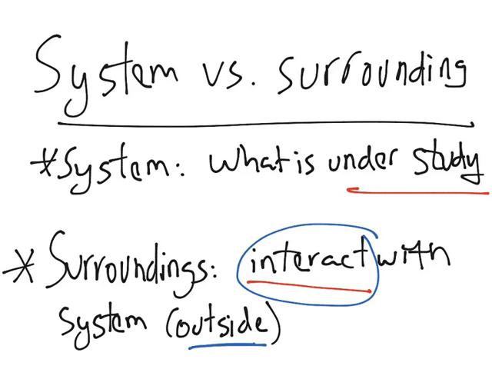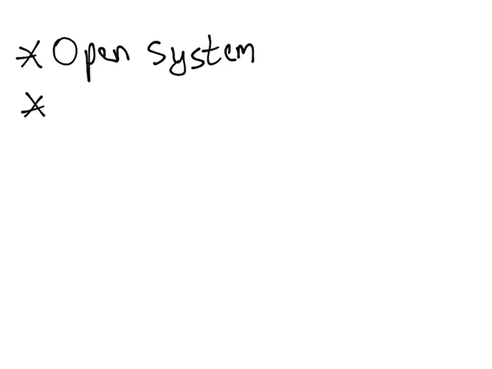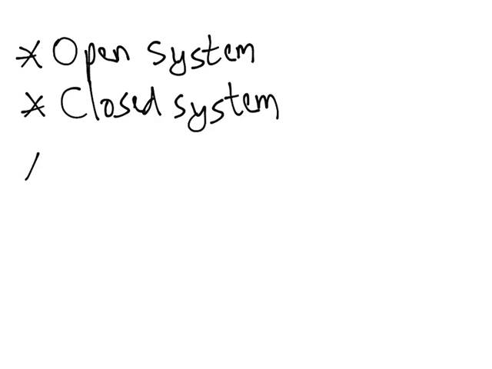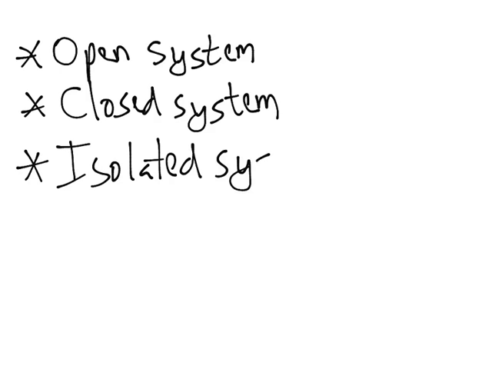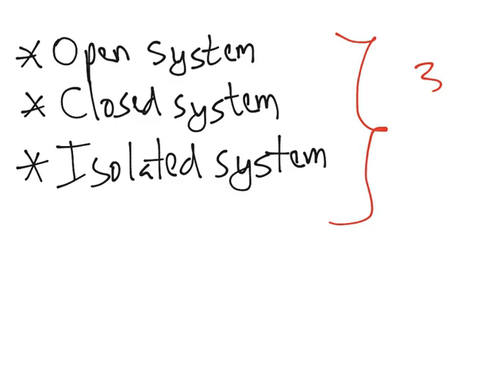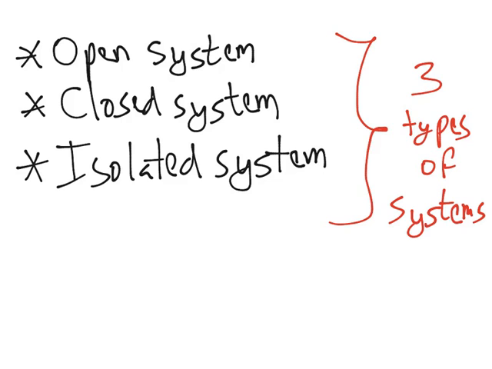Now let's talk about the three different kinds of systems. So there will be an open system. It could also be a closed system. And finally, it could be an isolated system. These are the three types of systems. Now let's talk about each of them. Let's start with an open system.